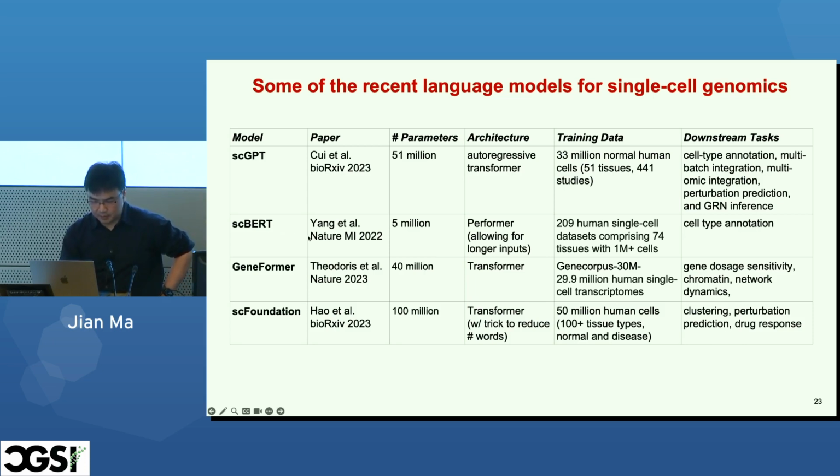SC-BERT was published last year in Nature Machine Intelligence. And there is also a recent paper in Nature, a method called Geneformer. SC-BERT, as the name says, uses the BERT architecture. Geneformer, I believe, also uses a BERT-like structure. And there's a more recent model called SC Foundation.